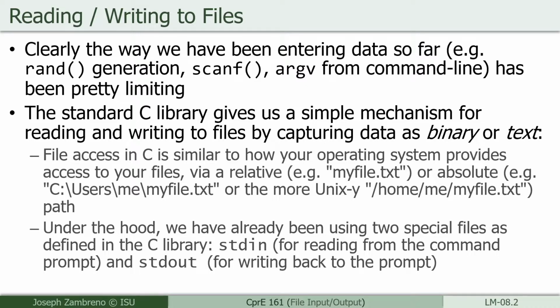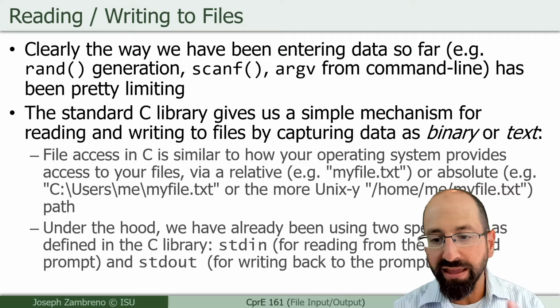File access in C is very similar to how you would do it through your conventional operating system. You can access files via a relative path, like just myfile.txt if it's in the same directory, or via some absolute path, either a Windows style path or a Unix type path that we'll be using in our Replit environment. Underneath the hood, we've actually been using two files all semester. These are defined in the standard library: stdin, for reading from the command prompt, and stdout, for writing back to the command prompt.